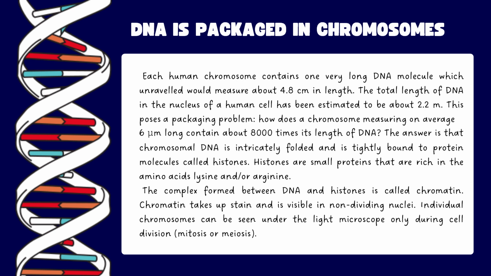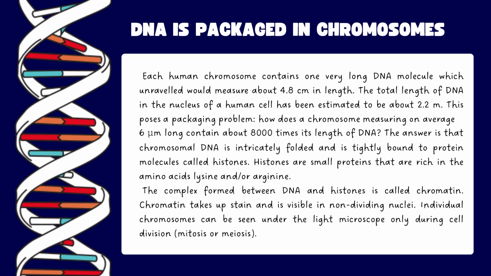The total length of the DNA in the nucleus of a human cell has been estimated to be about 2.2 meters. This poses a packaging problem. How does a chromosome measuring on average 6 micrometers long contain about 8,000 times its length of DNA? The answer is that chromosomal DNA is intricately folded and is tightly bound to protein molecules called histones.